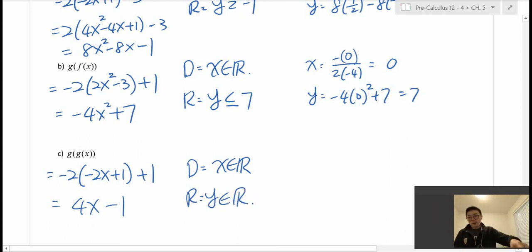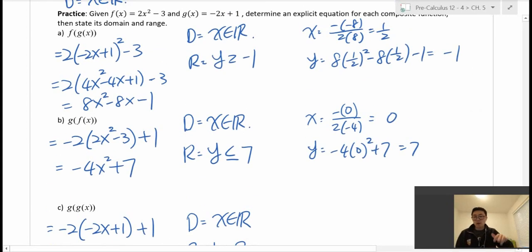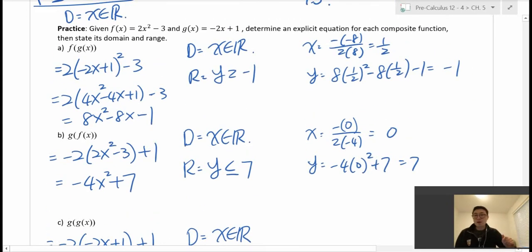Okay, so I don't think this is too difficult. It's actually pretty straightforward. But I think the only difficult part might be figuring out domain and range, especially when f and g, the domain for those two functions are not all real numbers. Then it makes it a little bit more complicated for the domain for the composite function.